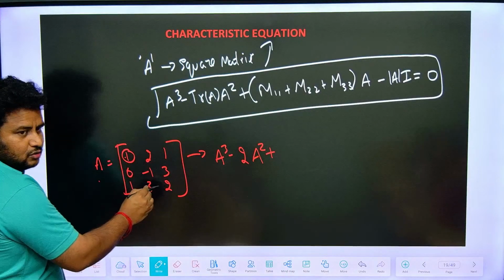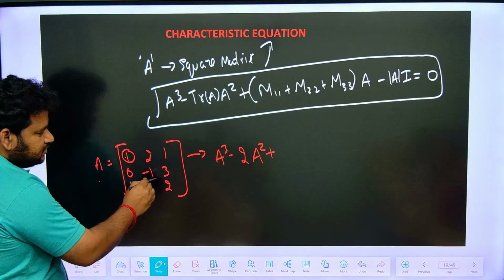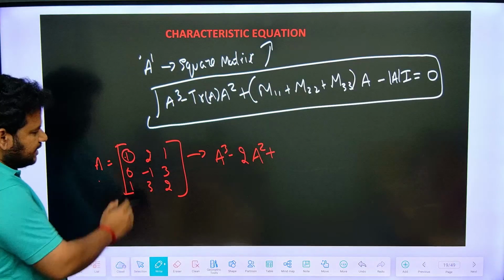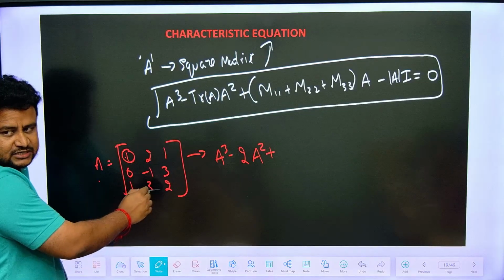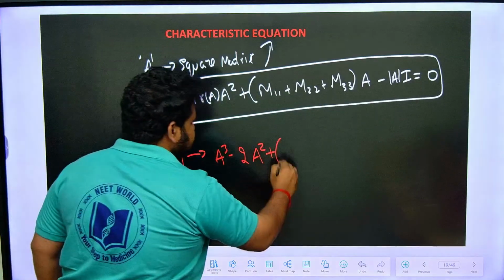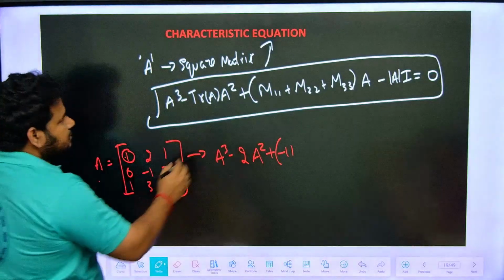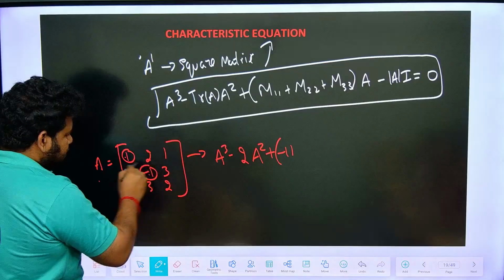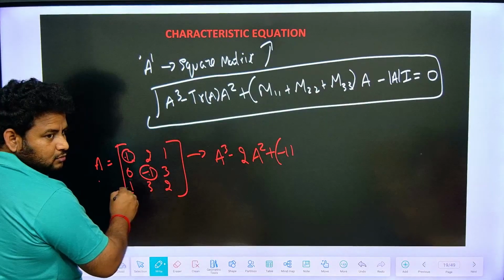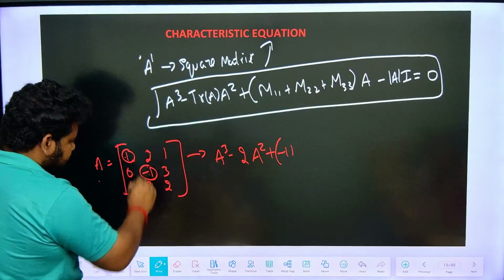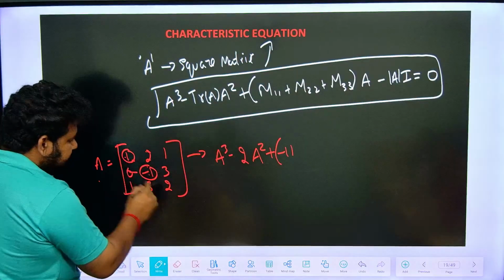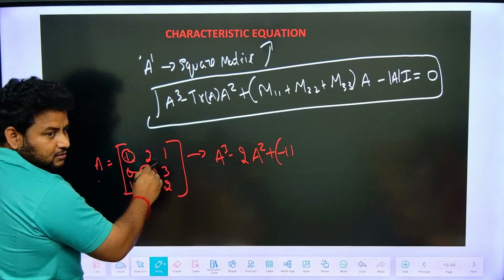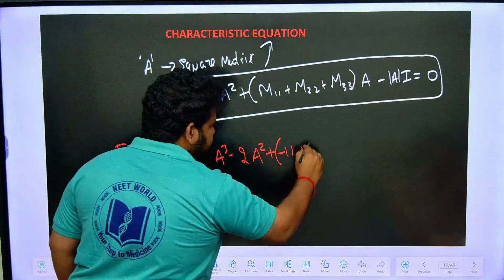Minus 1 into 2 minus 2 minus 3 3 is 9. What is that? Minus 11, correct? This is minus 2 minus 9, which is minus 11. What about this one, M22? See the diagonal element, this one you should remove. So 1 into 2, correct? Minus 1 into 2 minus 1. So the answer will be 1 plus 1 plus 1.